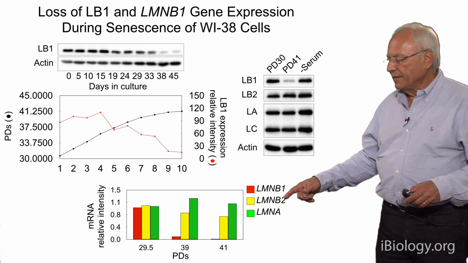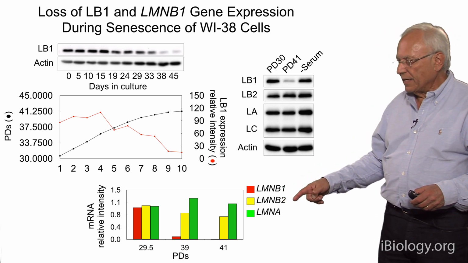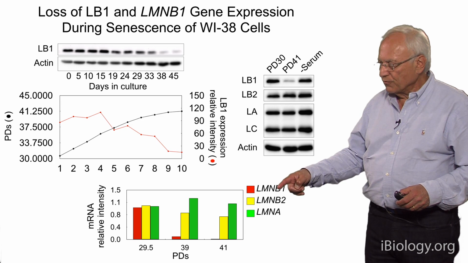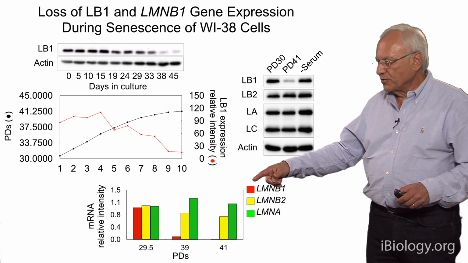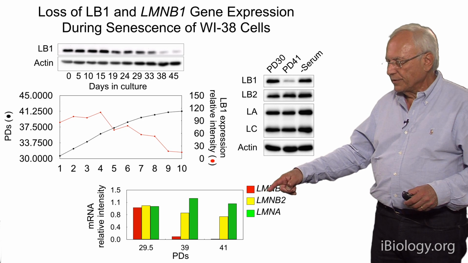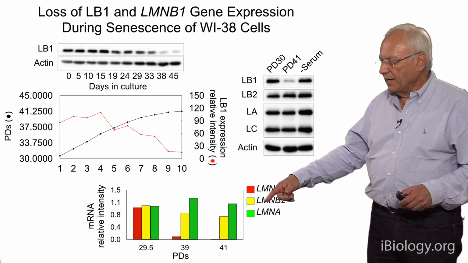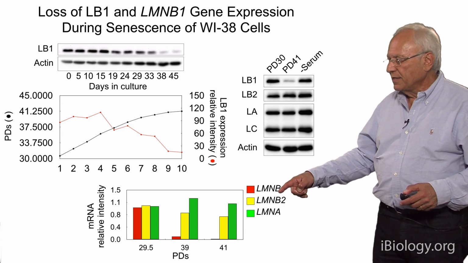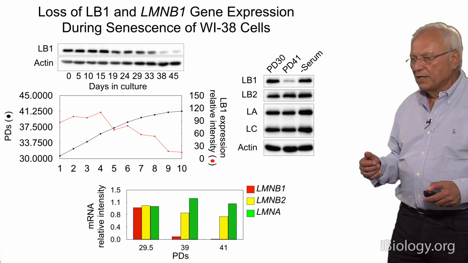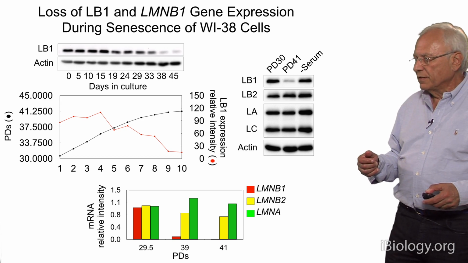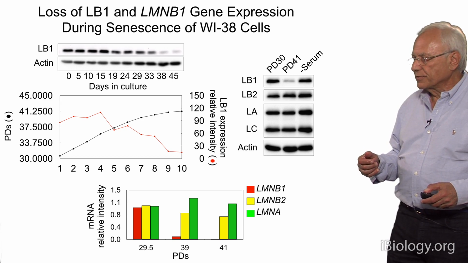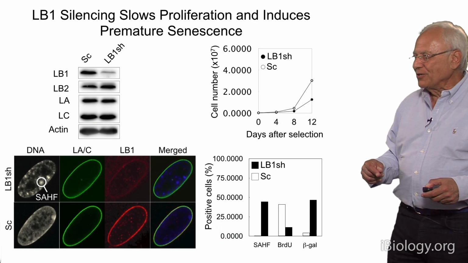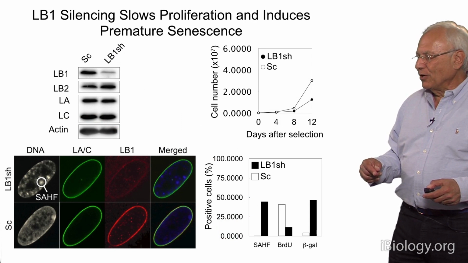And the mRNA, as measured by RT-PCR analysis for lamin B1 in red, you can see in this histogram, is greatly reduced even by population doubling 39, and by PD41 is almost impossible to detect. So both the RNA and protein levels of lamin B1 are greatly reduced in senescence. LB1 silencing also slows proliferation and induces premature senescence in WI38 cells.